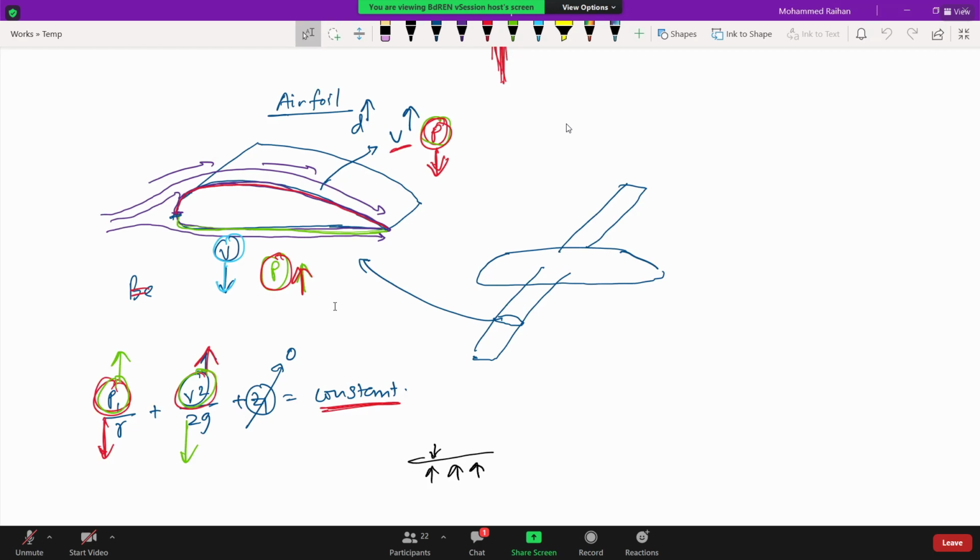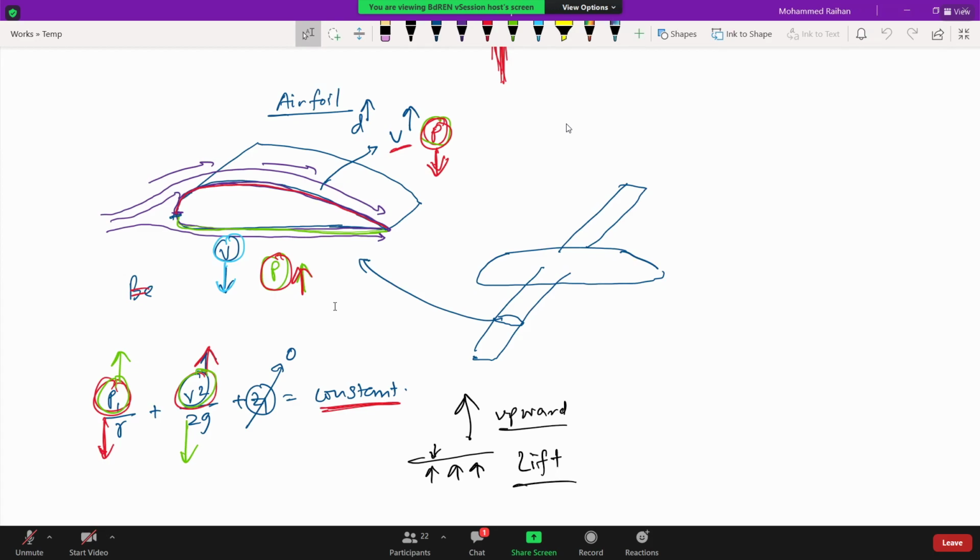In which direction will this plate move? Upward direction, right? It will move in the upward direction. This is called generating a lift. This is basically how a plane flies.